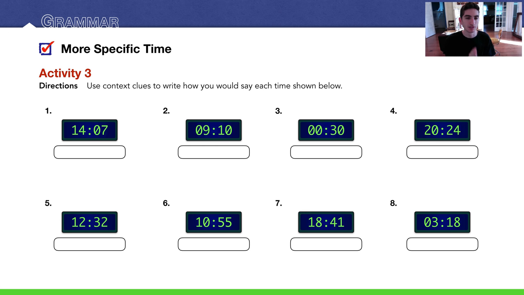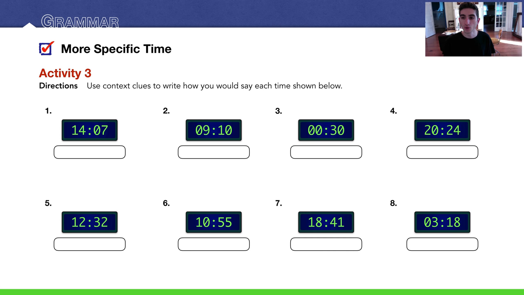I like 7分 better. Number 2, 9:10 a.m. would be 午前9時10分. Number 3, 12:30 in the morning, 午前12時半. You can say 30分, but we learned 半, so let's try to use that. When I show the answers, it's going to say 半.